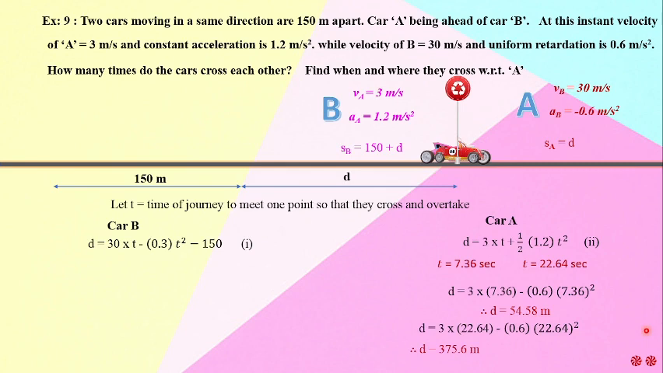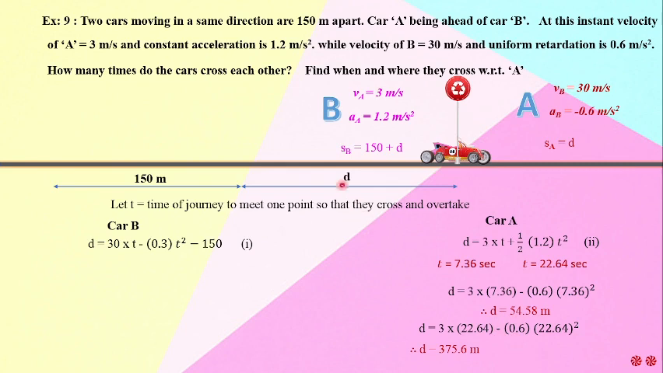So this is what I was talking about. At 7.36 second, first overtaking will take place, and after 22.64 second another overtaking will take place, and also we have found out the distances at which this overtaking is going to take place. So at 54.58 meter and at 375.6 meter, they are going to overtake each other. Is that okay? So this is what we have to understand.